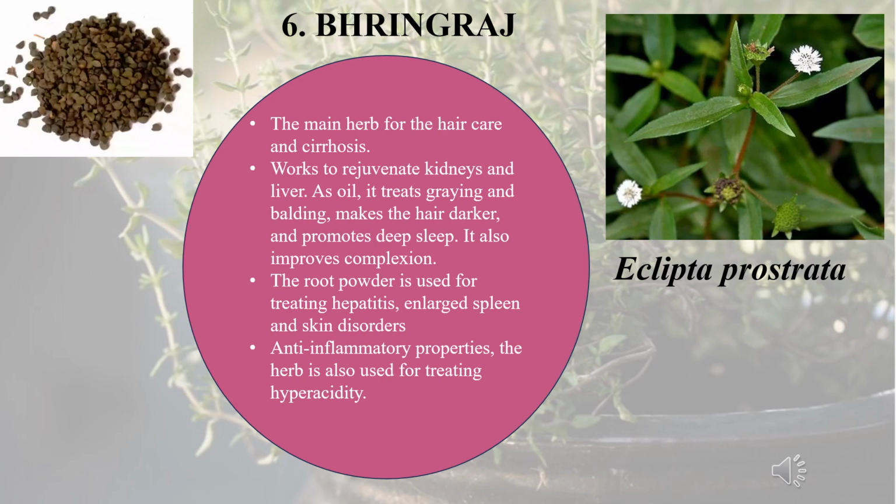Then the sixth one is Vringaraj, also known in botanical terms as Eclipta prostrata, which also means the ruler of the hair. It is rich in proteins, vitamins, and antioxidants, which help protect the body against certain infections. And Vringraj oil is effective in promoting hair growth as well as reducing the graying of hair. This is due to the presence of various nutrients in Vringraj that provide nourishment to the hair scalp.